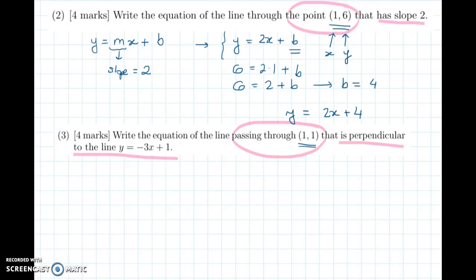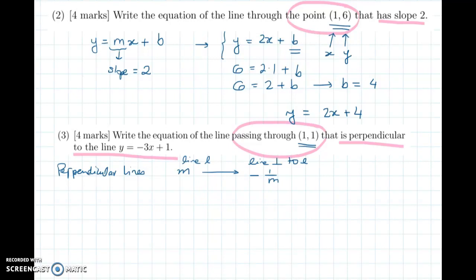So let's see. What do we know about perpendicular lines? Well, we have a relationship. If we have a line with the slope m, then we know how to find the slope of the perpendicular line. So this is line L, this is slope m, and this is the line perpendicular to L. It's going to have a slope minus the reciprocal of m, so 1 over m, so the negative reciprocal of m.